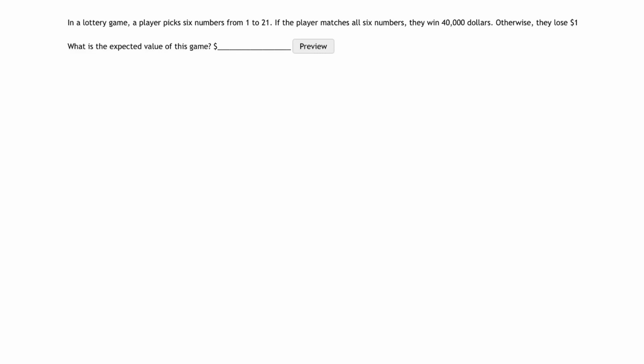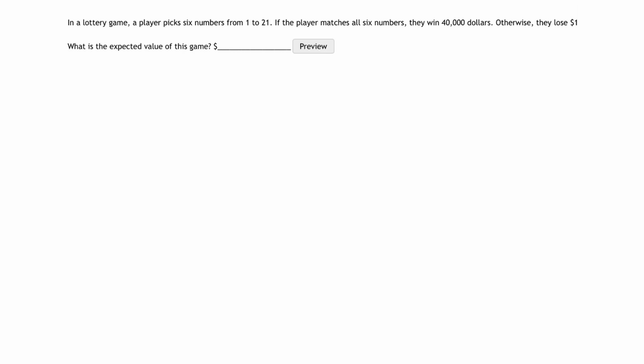In a lottery game, a player picks 6 numbers from 1 to 21. If the player matches all 6 numbers, they win $40,000. Otherwise, they lose $1. What is the expected value of this game? At first glance, this problem seems pretty simple. But on further inspection, we notice that there's a little bit of complicated counting that's going on.